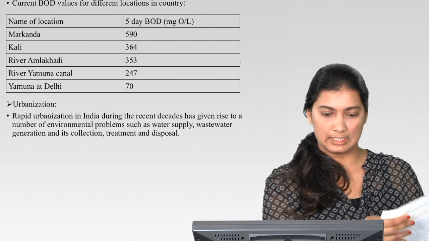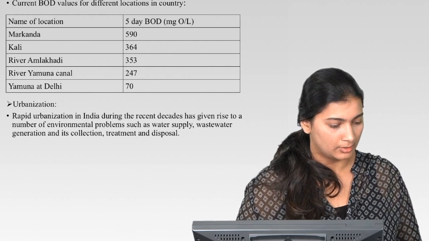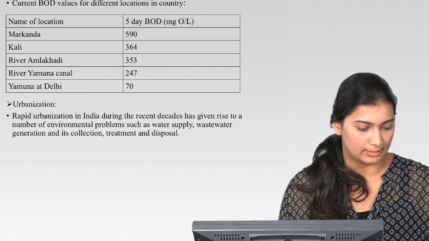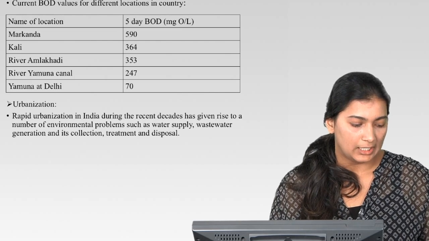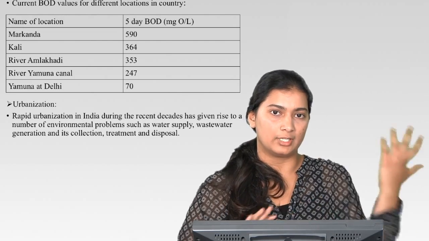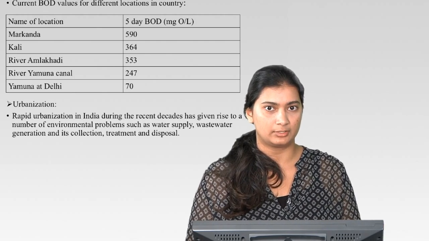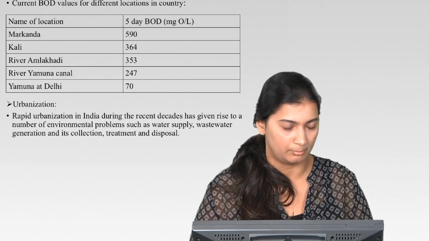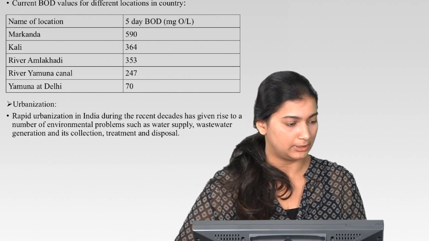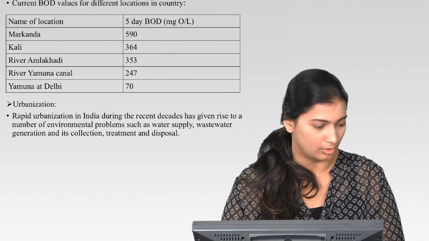Another source is urbanization. Rapid urbanization in India during recent decades has given rise to a number of environmental problems such as water supply, wastewater generation, and its collection, treatment, and disposal. Many towns and cities came up on the banks of rivers, mostly way in the past, because obviously you get a fresh water supply. Since more and more people from rural areas move to urban areas, there's a stress over everything.